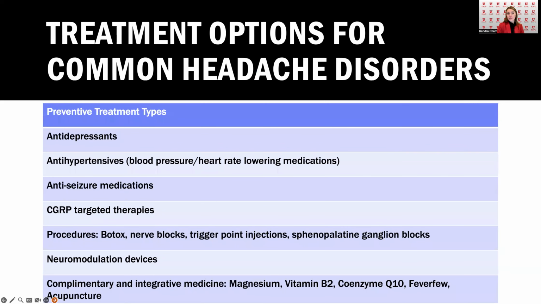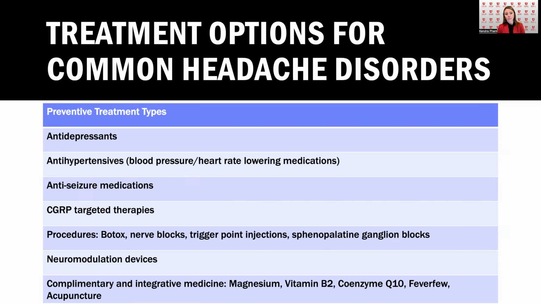So some treatment options that we have for common headache disorders when it comes to prevention include antidepressant medications, antihypertensives. So these are medications that either lower blood pressure or heart rate, anti-seizure medications, CGRP targeted therapies. These are newer. These have been available since about 2018, and they block a molecule called calcitonin gene-related peptide that we know is elevated during certain types of headache attacks. Those have been a really interesting and promising newer medication that we have.